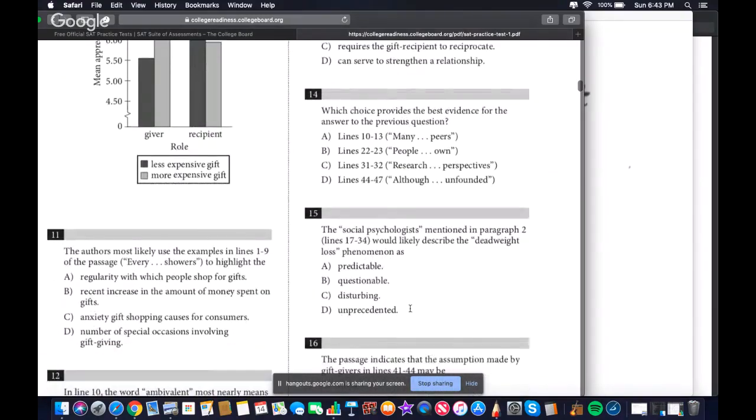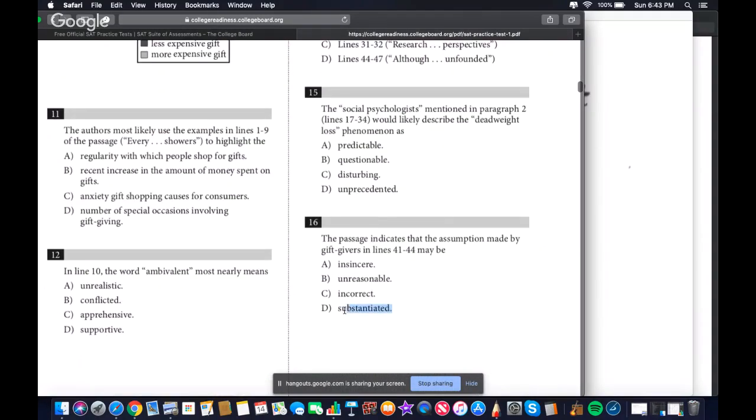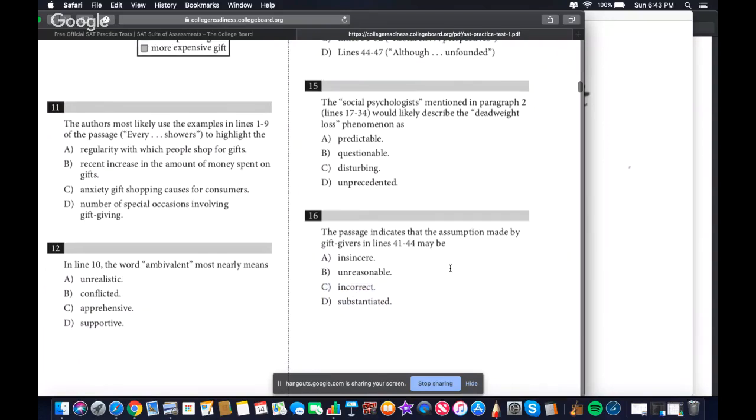So maybe explained, but not as substantiated, right? There's a difference between those two words. And incorrect is a perfect match. So we're going with that one.